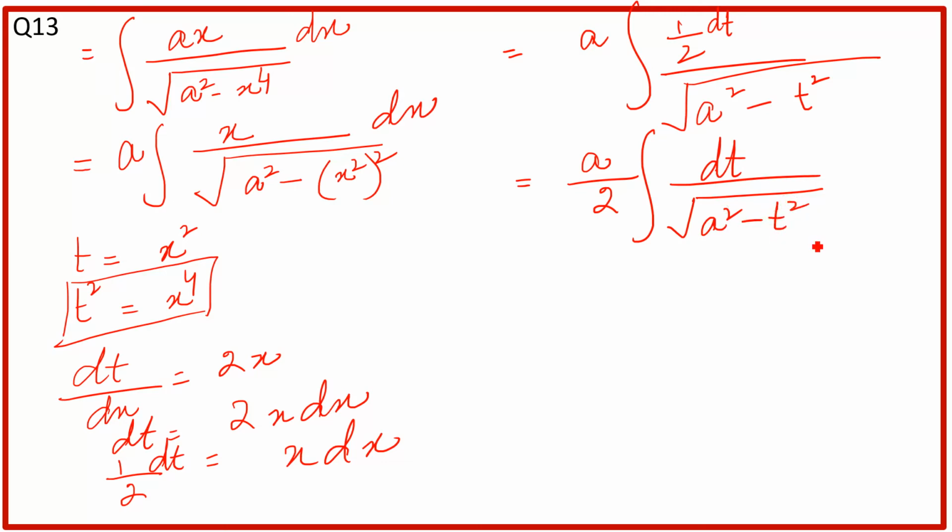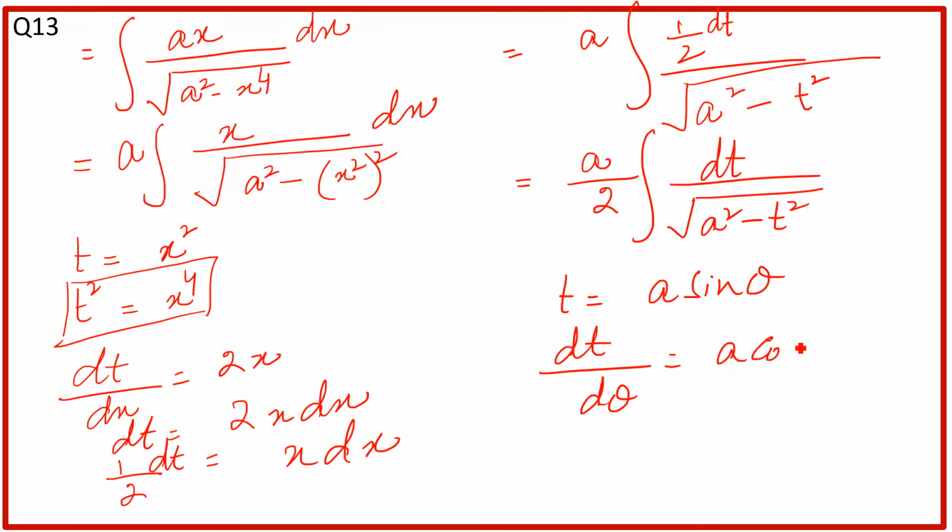If it is not the substitution method, directly you can write your answer: a over 2 sine inverse of variable divided by constant plus c. But here I am not going to write the direct answer. We will substitute one more time, t is equal to a sine theta. So dt over d theta is equal to a cos theta. Separating the variables, dt is equal to a cos theta d theta. See, now we have dt in the numerator. Instead of dt, we can write a cos theta d theta.